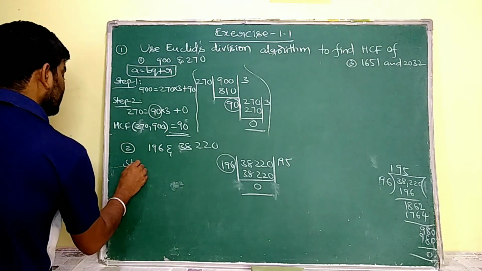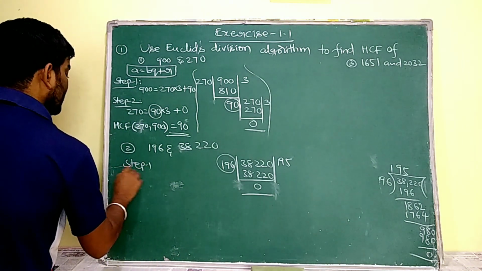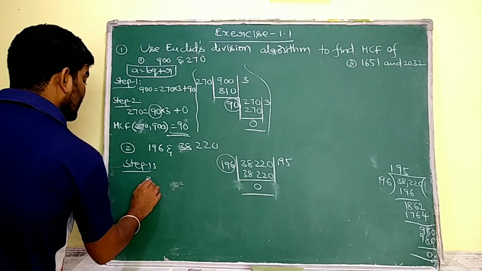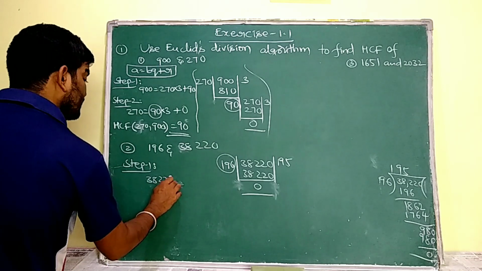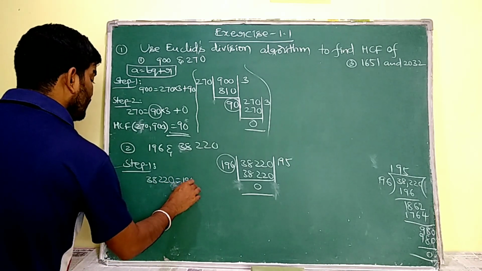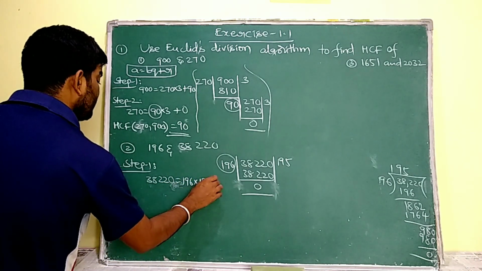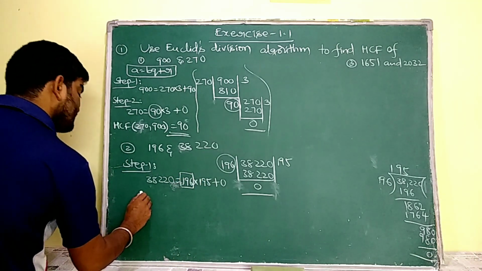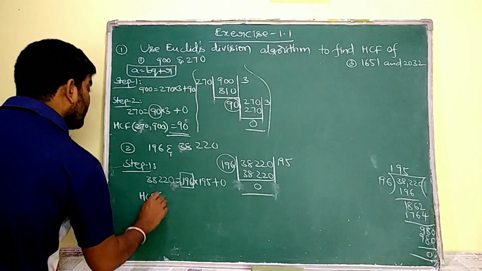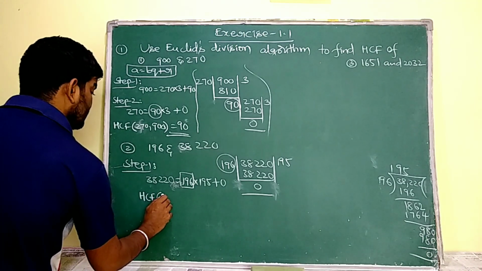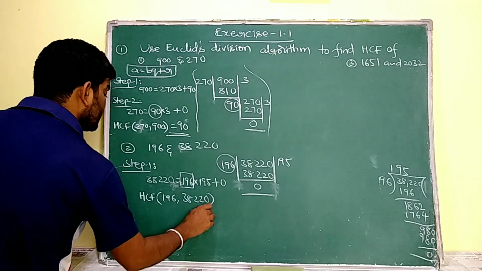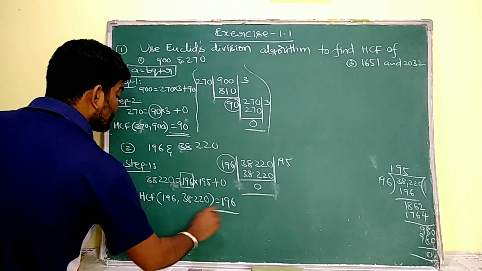Therefore, in only one step the HCF is calculated by using the division algorithm. See, the value 38,220 is equal to 196 into 195 plus 0. Here this divisor 196 is known as the HCF. So the HCF of 196 and 38,220 is equal to 196.